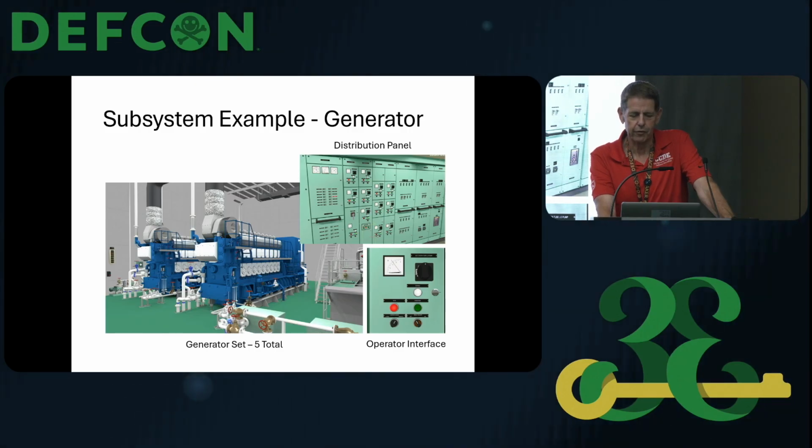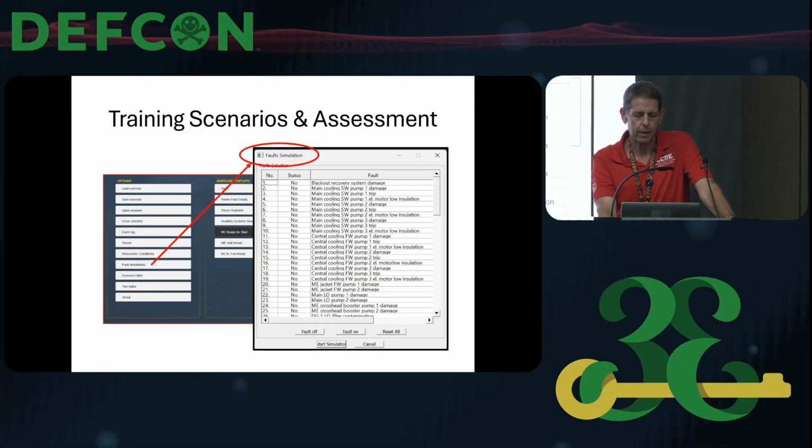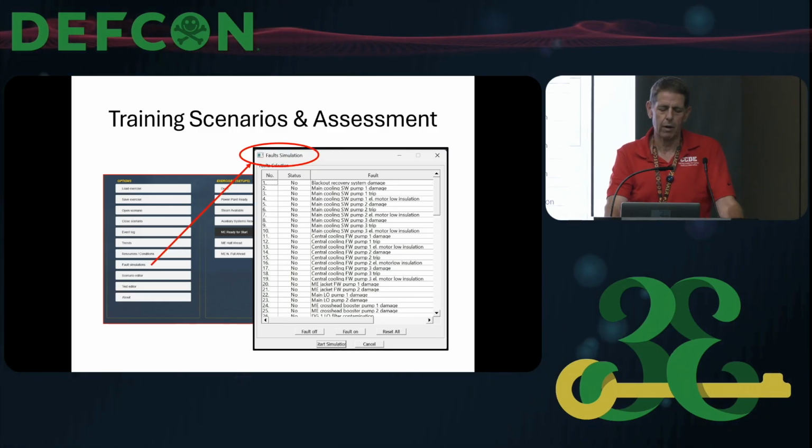This is just a subsystem example. This is a generator. There's 2 gen sets, primary backup. Typically the 5th generator is your emergency, feeding the bridge and various other critical things. Operational status dashboard, as you fire it up. And then they have training scenarios and assessments. This is what IMO, or the STCW code regulates.